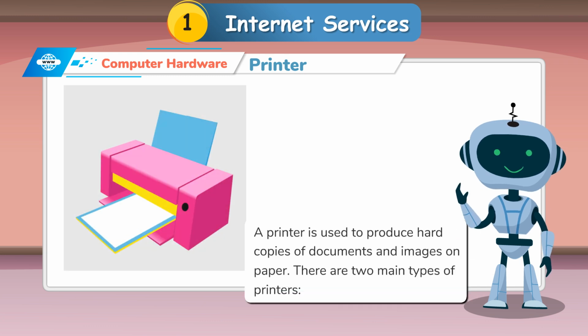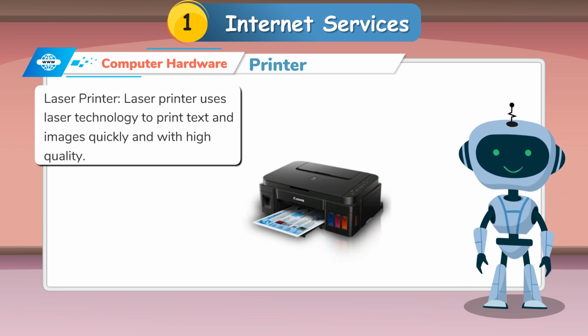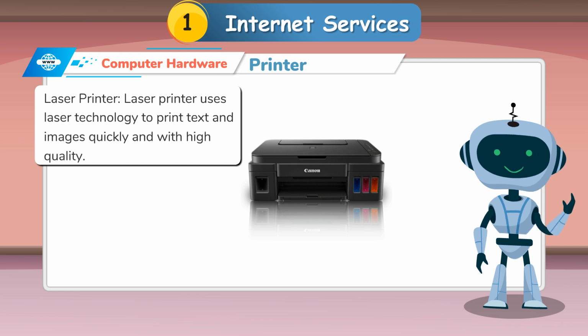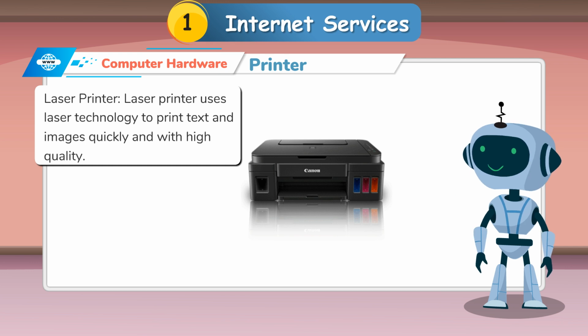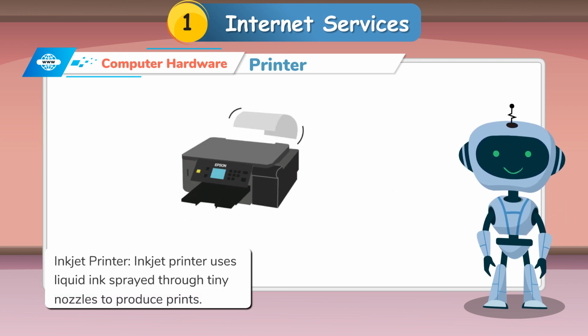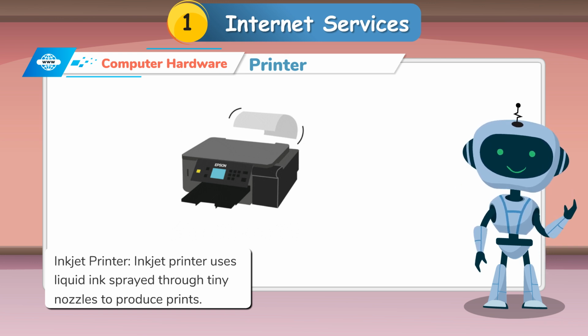Printer. A printer is used to produce hard copies of documents and images on paper. There are two main types of printer. Laser printer. Laser printer uses laser technology to print text and images quickly and with high quality. Inkjet printer. Inkjet printer uses liquid ink sprayed through tiny nozzles to produce prints.